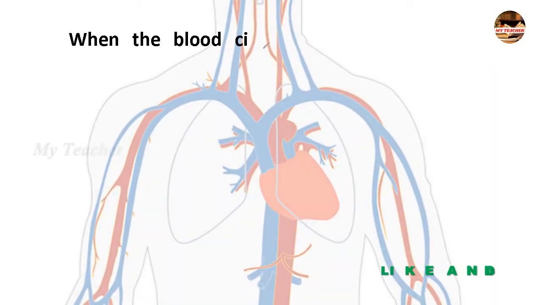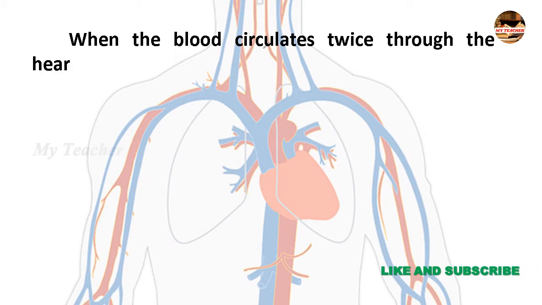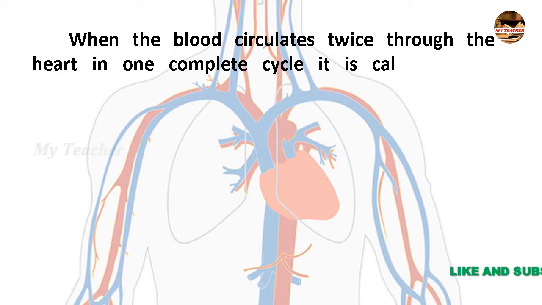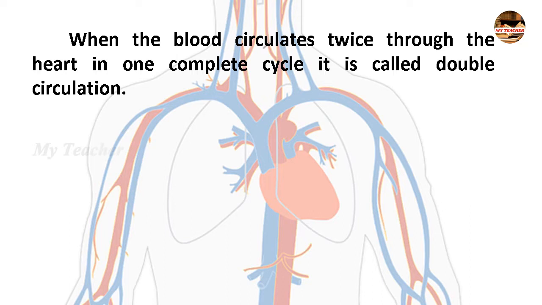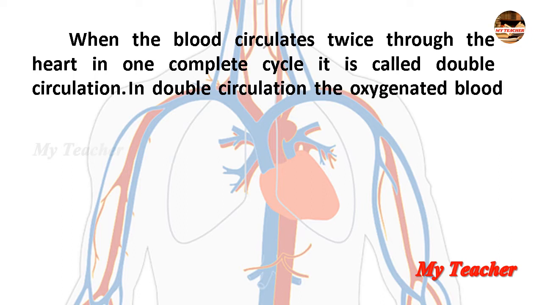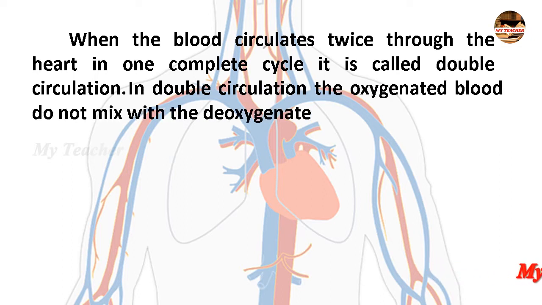When the blood circulates twice, that is 2 times, through the heart in one complete cycle, it is called double circulation. In double circulation, the oxygenated blood does not mix with the deoxygenated blood.